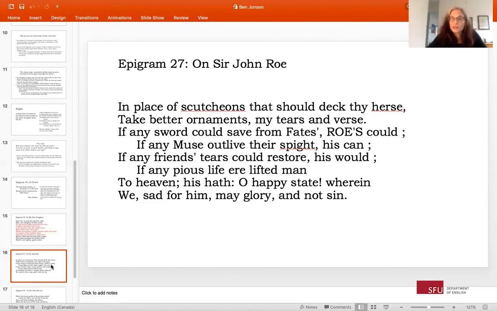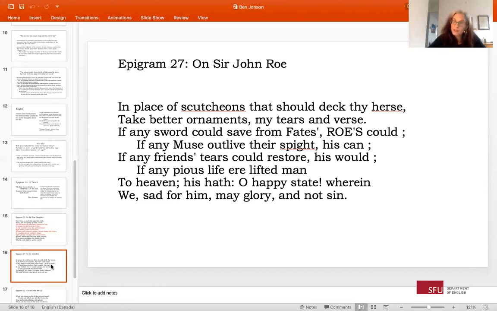Note the final three lines. "If any pious life e'er lifted man to heaven, his hath. O happy state, wherein we, sad for him, may glory and not sin." He states quite clearly here that if ever there was a pious life that led a man to heaven, that was lived so well and with such fulfillment of religious duty, it was the life of John Rowe.